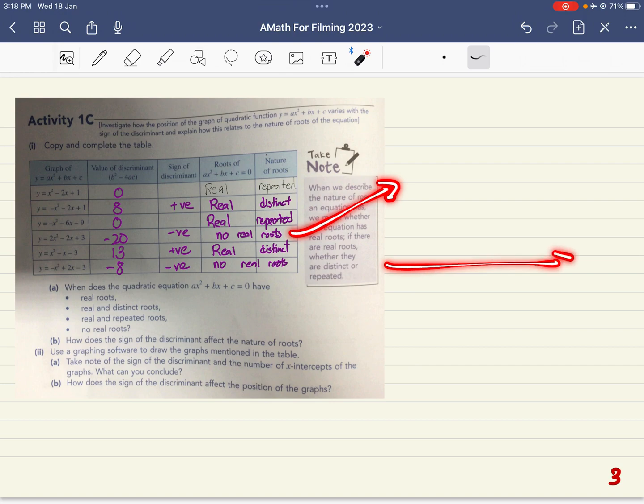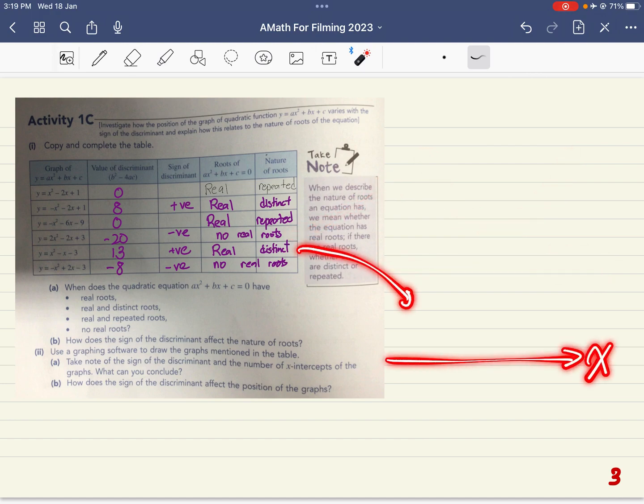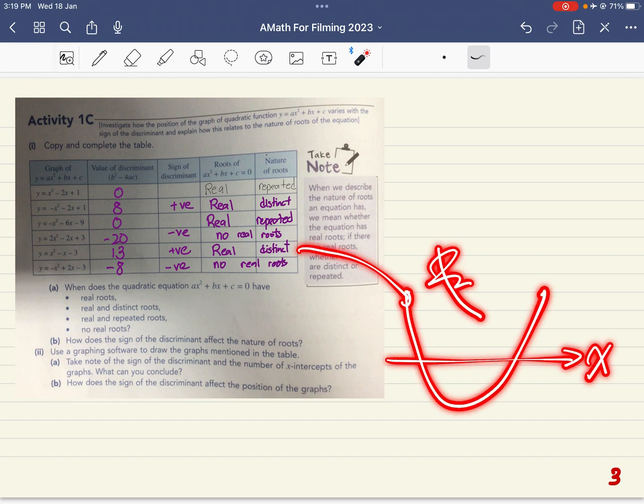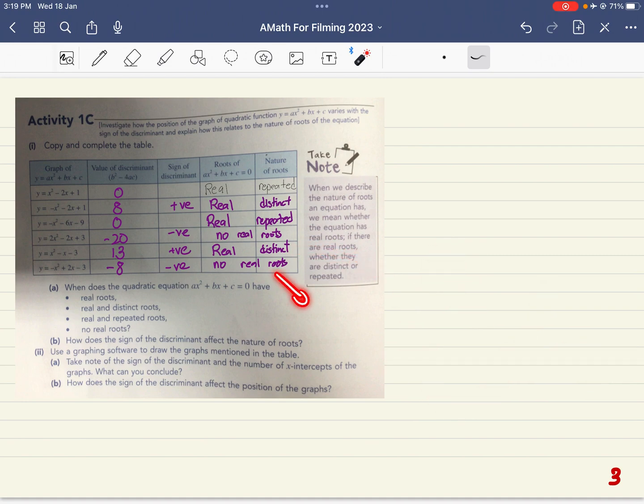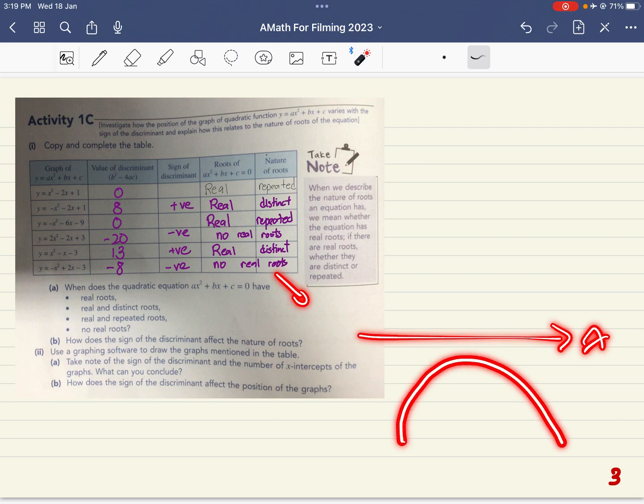For the fourth line, if you have done it, you will find that this is a smiley graph and that it does not intersect the x-axis at any point. So this means that there are no real roots. For the fifth case, this is a smiley graph like this, and there will be two real and distinct roots. For the last case, you have found that the graph will be a frowny graph and that it doesn't intersect the x-axis at all. There are no real roots at all.